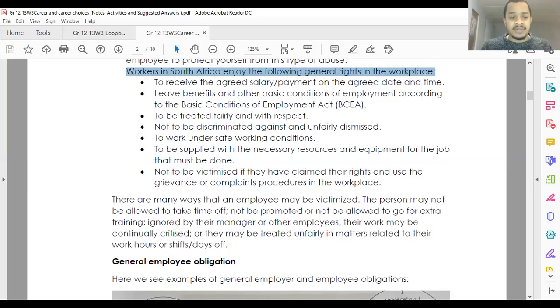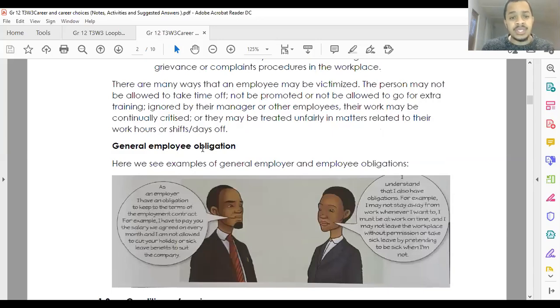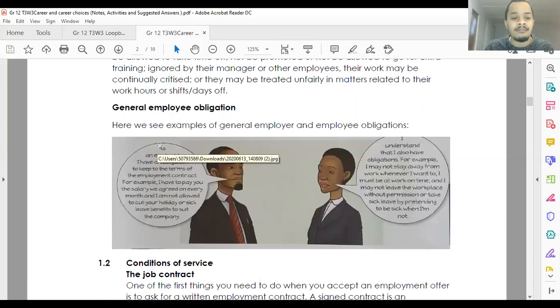Grade 12, let's continue to the general employee obligation. As much as you have rights, you also have certain obligations. Now let's look at the scenario here. The employer is sharing his thoughts there with us. Let's just see what he is saying. As an employer, he says, I have an obligation to keep the terms of the employment contract. For example, I have to pay you the salary we agreed on every month, and I am not allowed to cut your holiday or sick leave benefits to suit the company.